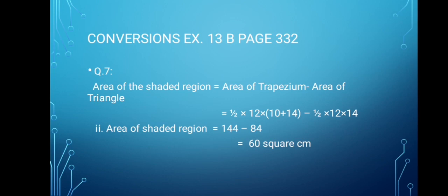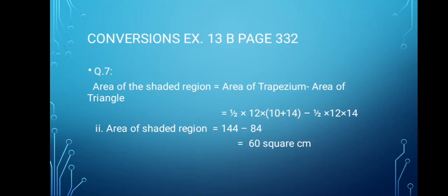Now let's go for question number 7, in which we have to work out the area of the shaded region. Once again you have to look at the diagram given in question number 7 on page 332 in your books, and in order to calculate the area of the shaded region, we need to subtract the area of the triangle from the area of the trapezium. This is the first thing that you have to think about. We have to apply here the formula of area of trapezium and area of triangle. Area of trapezium is half into height into sum of parallel sides, and we also know the area of a triangle, and that is half into base into height.